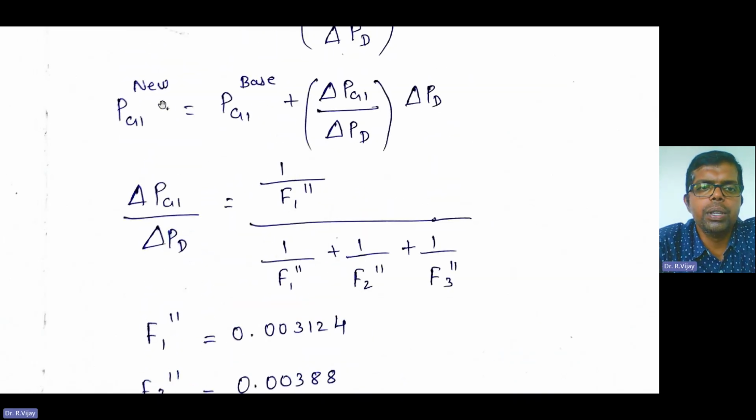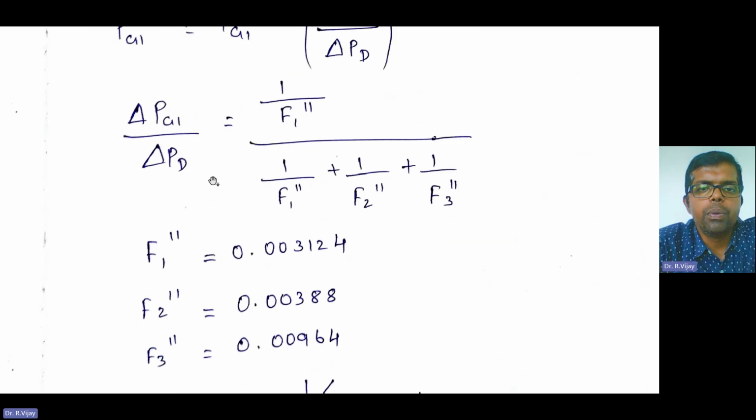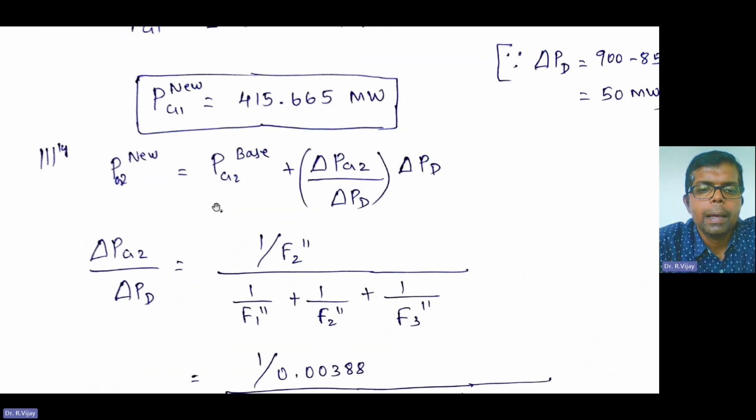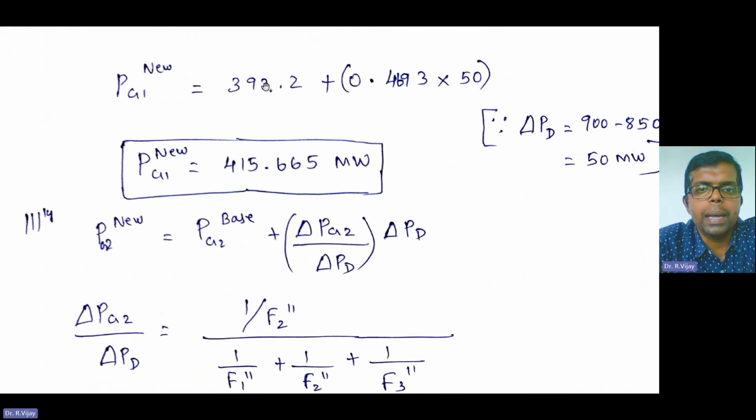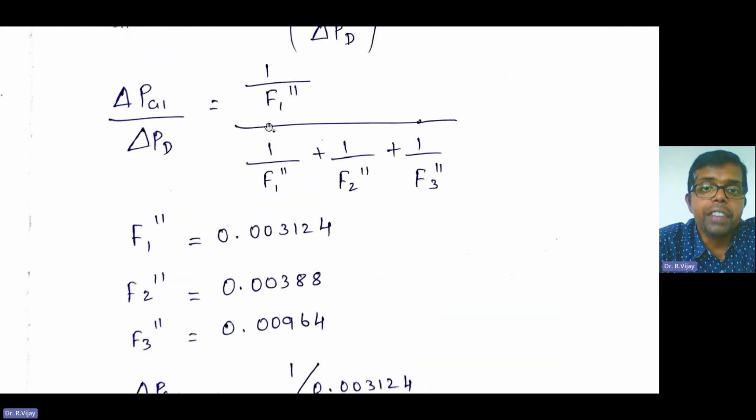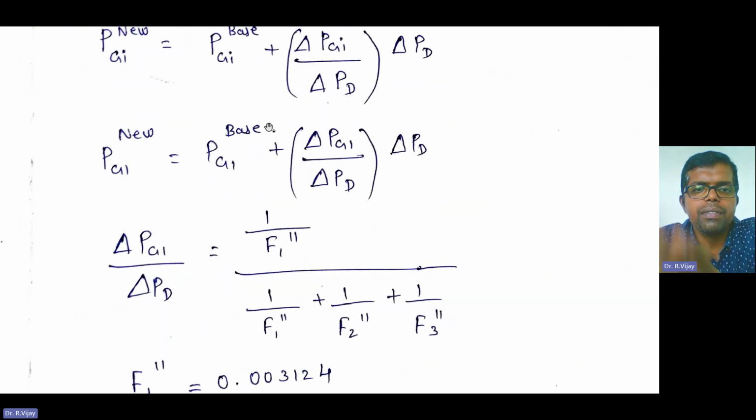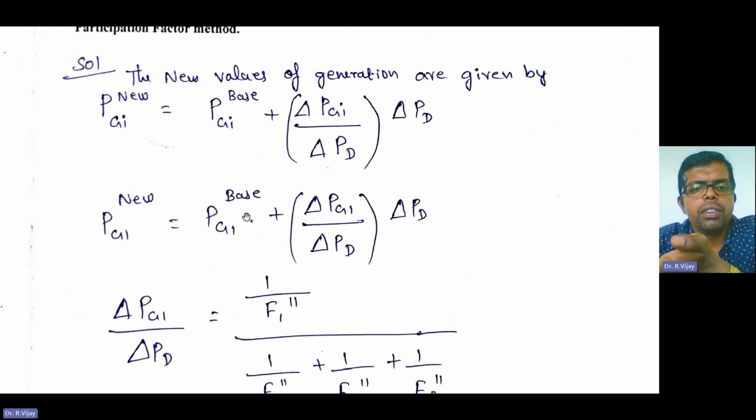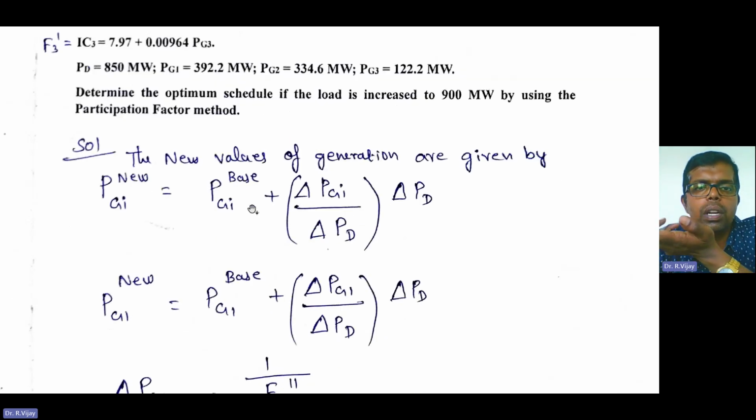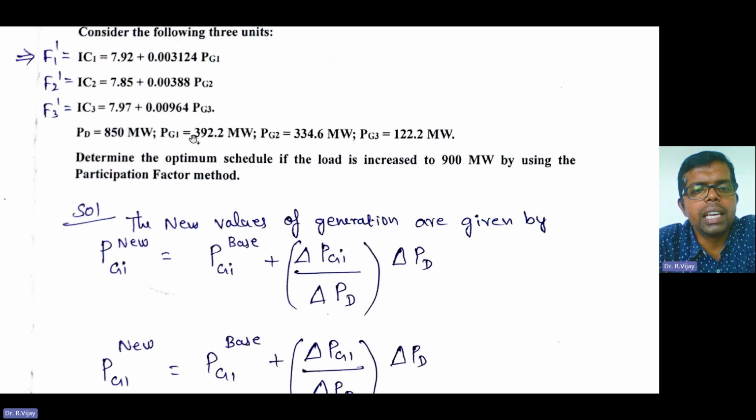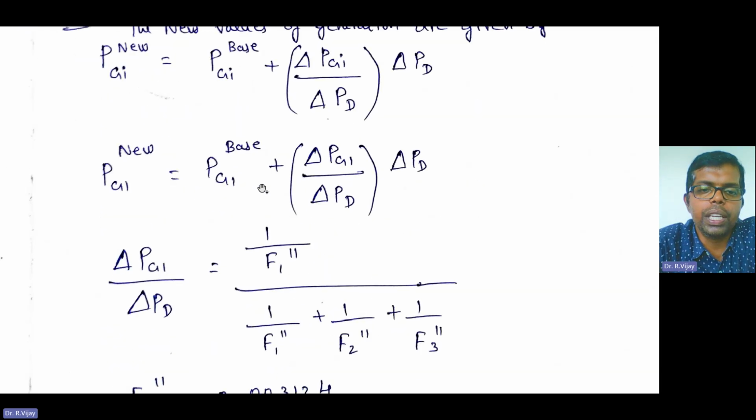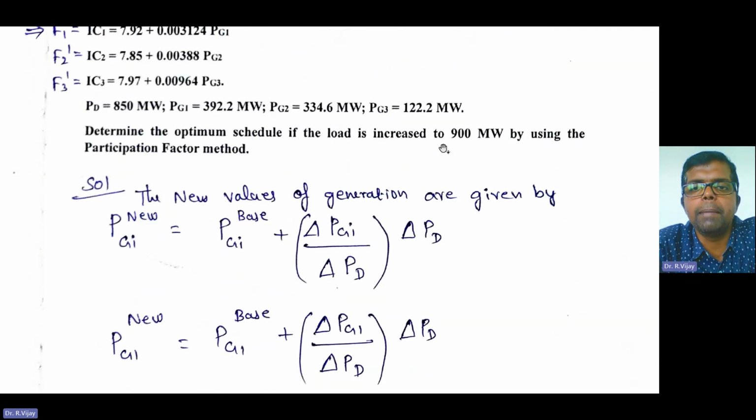That is PG1 new. PG1 new is equal to PG1 base. PG1 base, what? Already given in the problem. That is the old value, base value or old value. In some books, if you see, it will be mentioned as PG1 old. So old value or base value, whatever is given in the problem, is 392.2 megawatt. You just need to substitute here. This we already calculated, and this del PD is nothing but the change in the power demand.